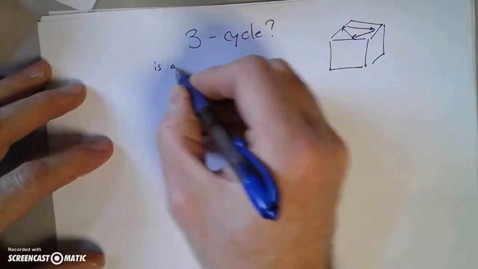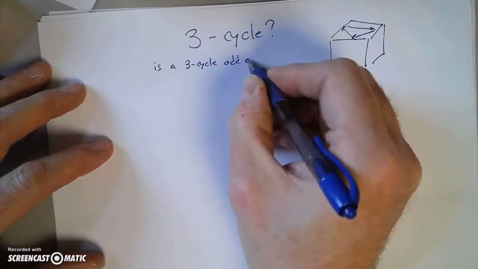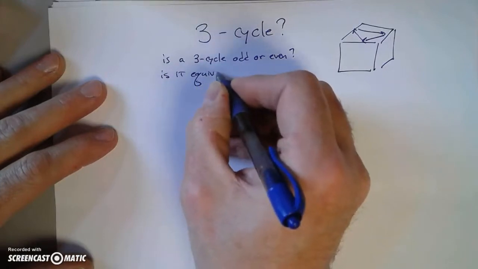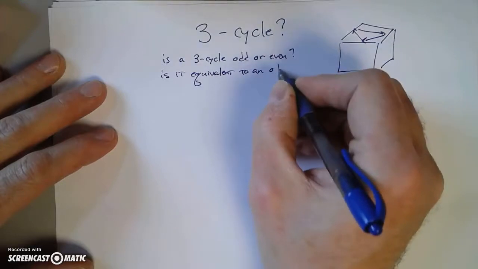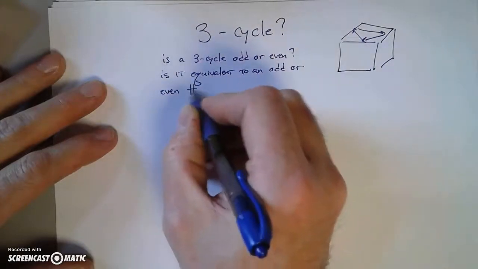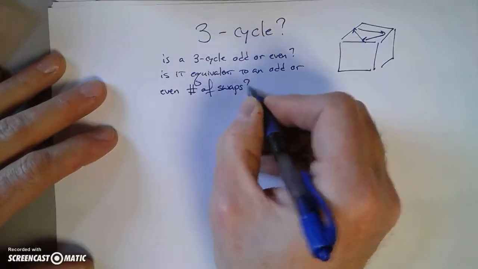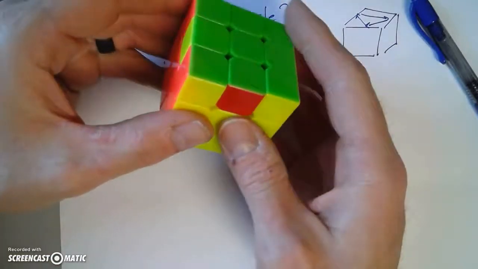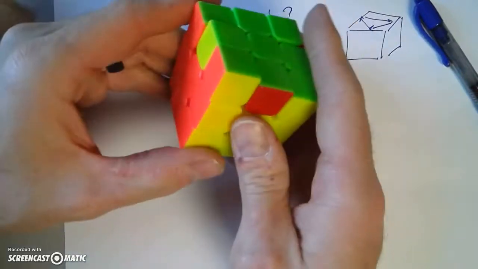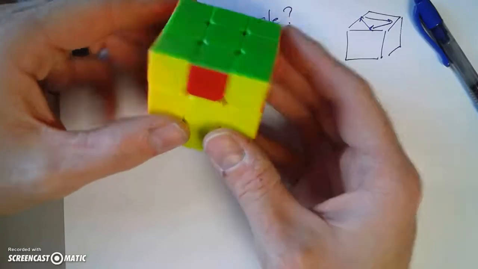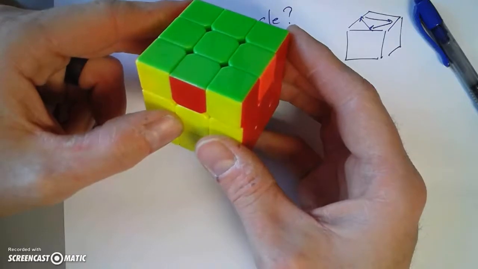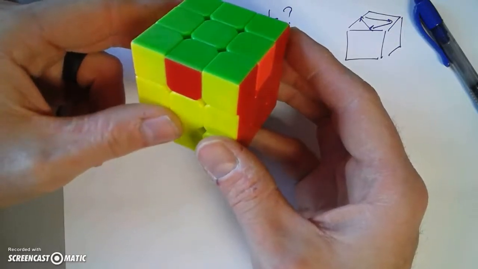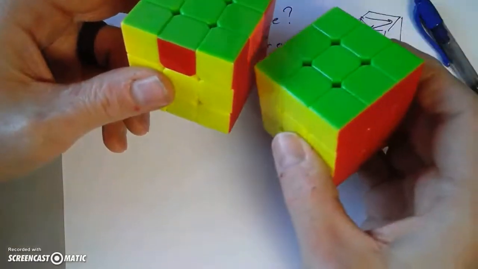So is a 3-cycle odd or even? And the way we figure this out is it equivalent to an odd or even number of swaps? Now what's tricky about this is that we don't actually do physical swaps when we solve the cube. At no point are we trying to pry pieces out and trade them. Now one way you could think about this is, well, I have this permutation, and I did it by doing a bunch of twists. How many swaps would it take to get the same thing starting from a solved cube? Say something like this. How would I do that?